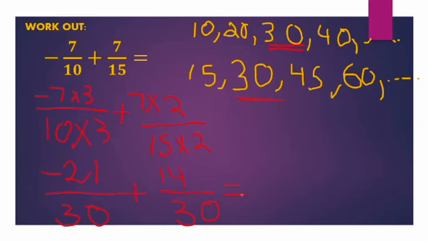The answer will be, now we have negative 21. This is a negative number but bigger in value, and plus 14. So if we have two numbers with different signs, we have to subtract them, and the sign of the answer depends on the number bigger in value. So the answer will be negative, and we subtract 21 minus 14 equals 7, negative 7 over 30. Thank you.